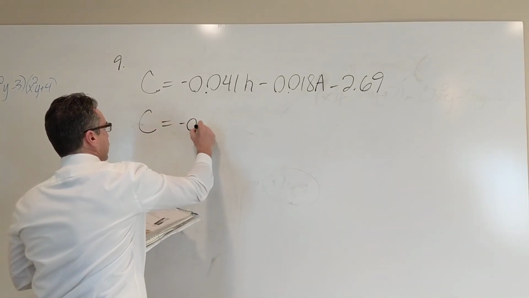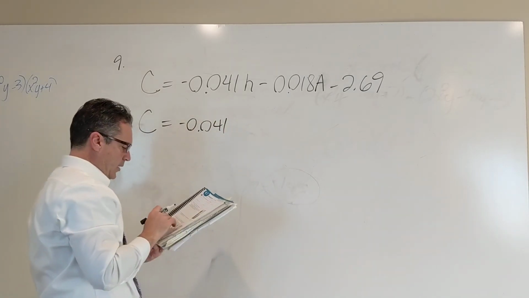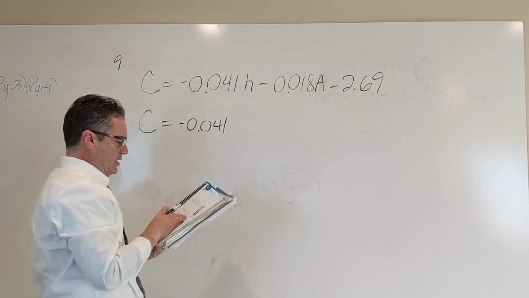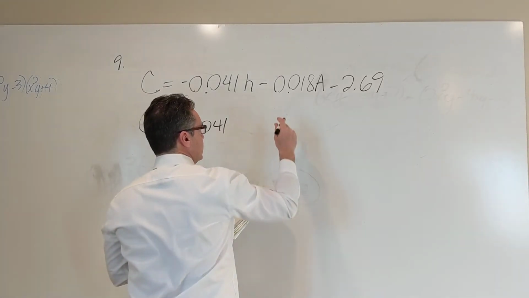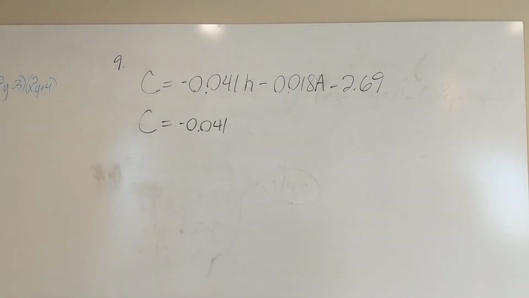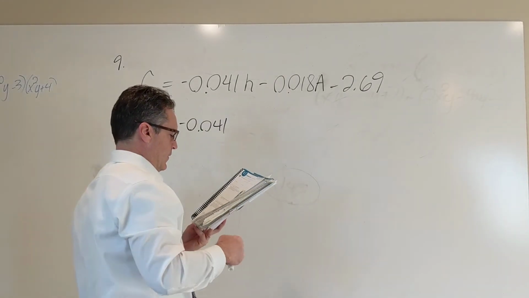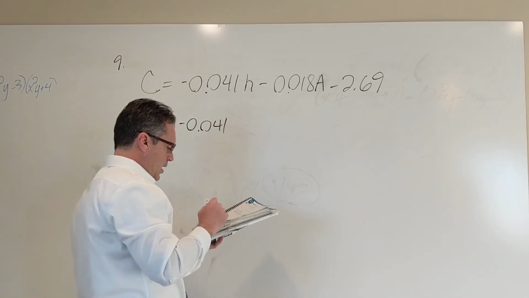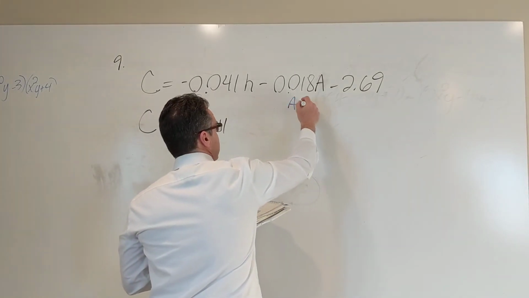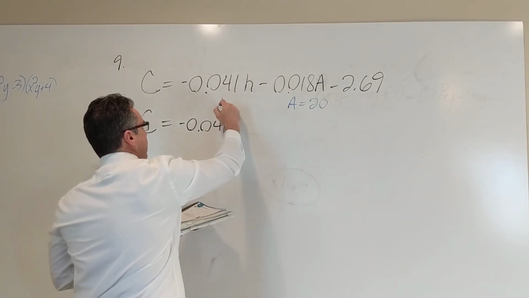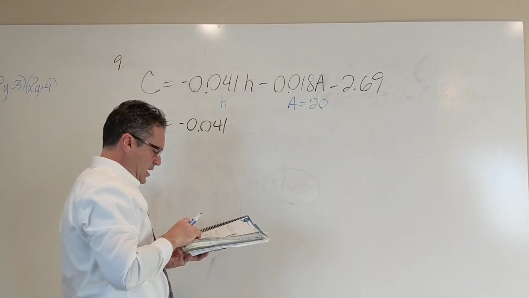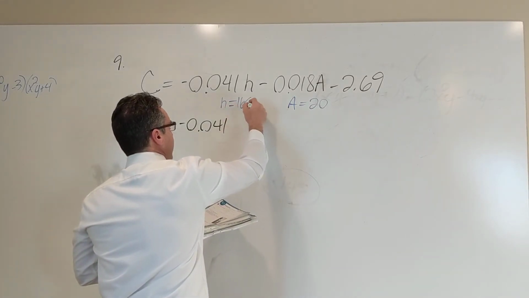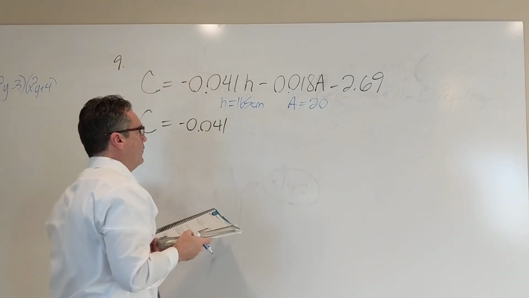C equals negative 0.041H. They tell you in this problem that you have a 20-year-old woman. Now, age is in years, and in this problem A is going to be what? Yeah, that's right, 20 years old. So A equals 20 in this instance. And height is given in centimeters, and for number 9 her height is, that's right, 165 centimeters tall.